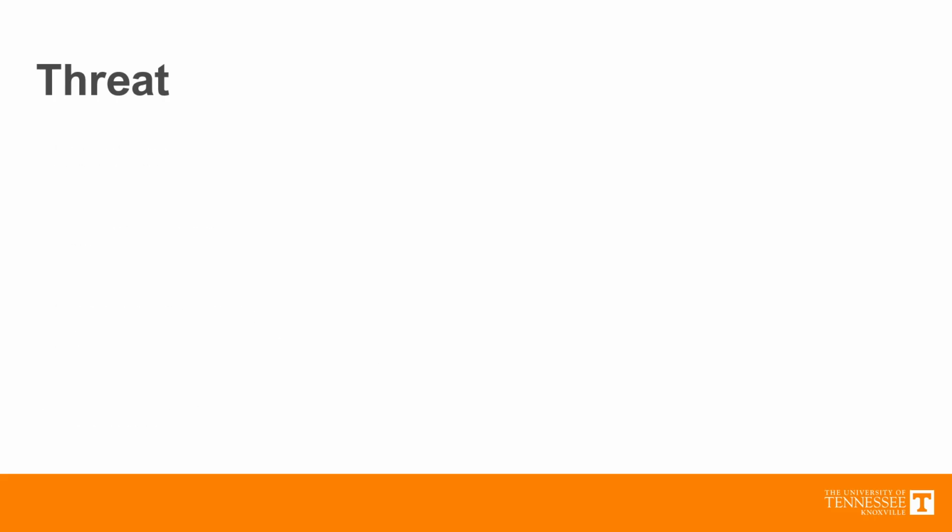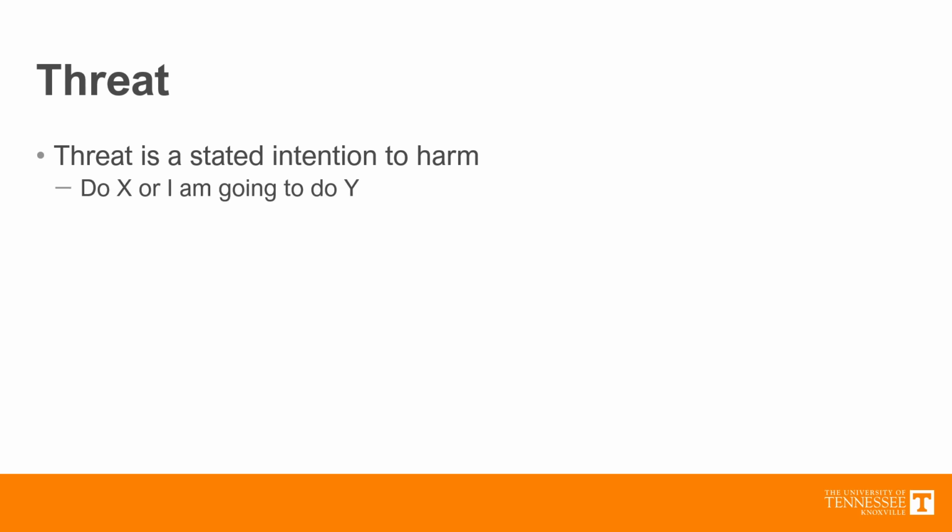So going over the definition of threat, a threat is a stated intention to harm. Now, that doesn't necessarily mean something physical. What it means is do X or I'm going to do Y. It can be physical. If you take your ship through the Strait of Hormuz, we're going to shoot it with a Shahed drone. That's a threat. But it can also be something not physical. If you don't turn in your final exam, I'm going to give you a 0.